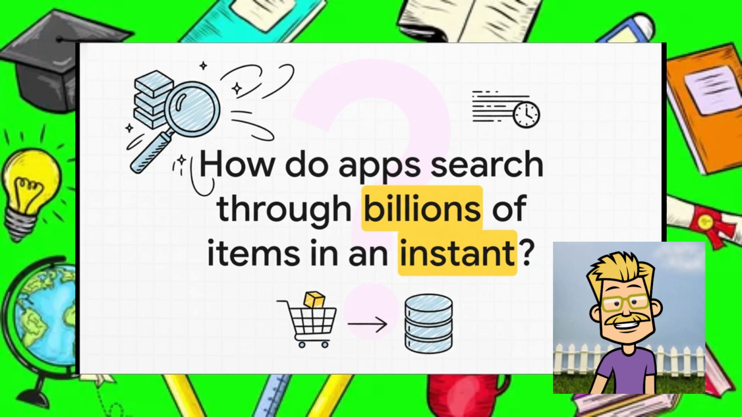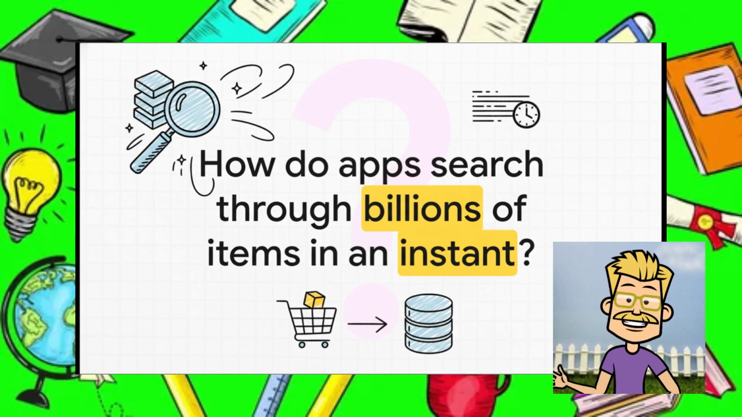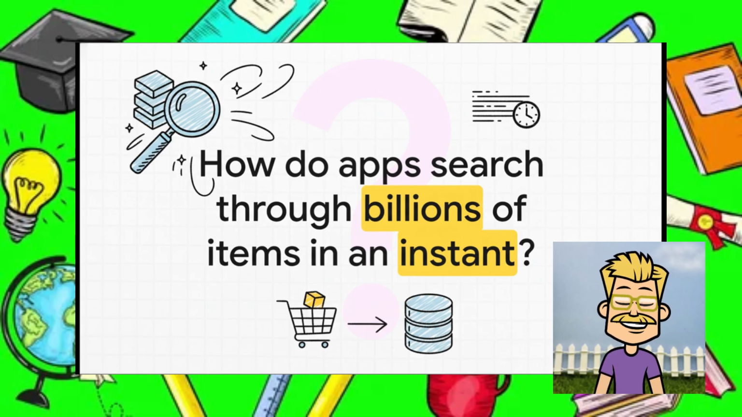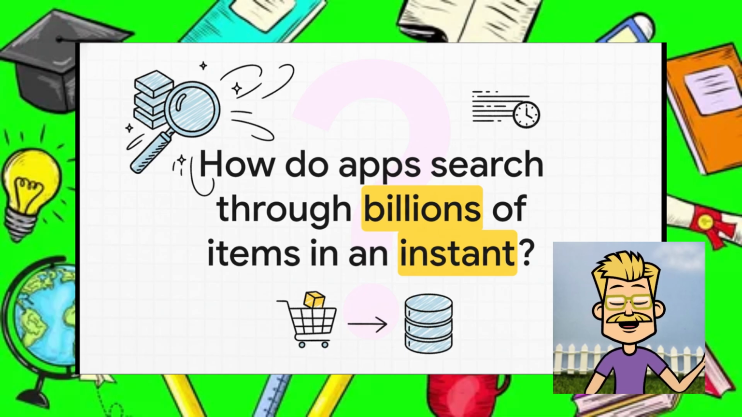So let's start with the big question. How do applications search through literally billions of items in an instant? I mean, seriously, think about it. You're on a shopping site, you type something in the search bar, and bam, the results are just there. It feels like magic, right? How is that even possible?